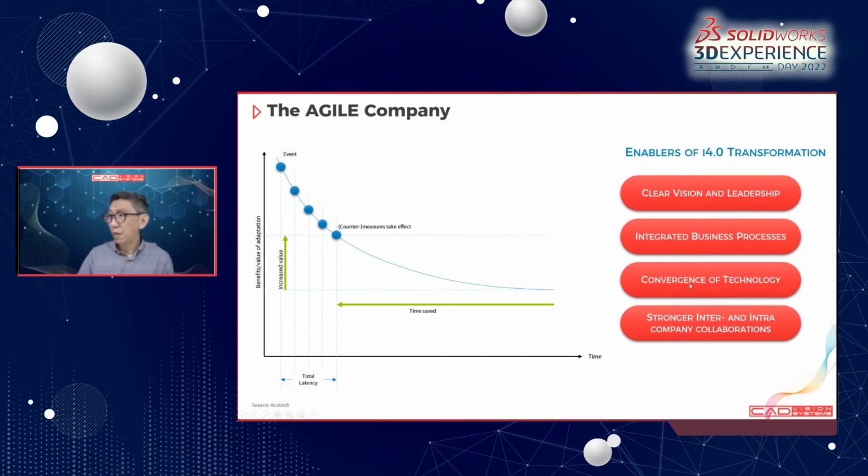Then thirdly, you need convergence of technology. And this is the reason why I said I 4.0 is not just IoT or IIoT or AR, VR. It's not just about AI, artificial intelligence, big data, robotics, etc. All those are technologies. They give you certain capabilities, but it's the convergence of the technology coming together that actually makes a big difference for you.